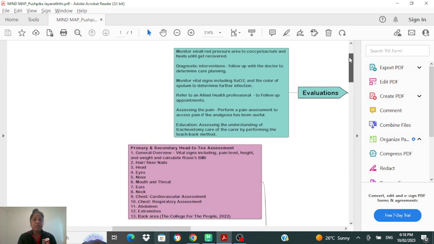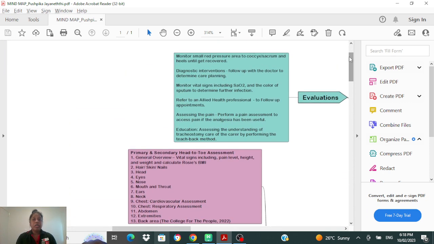After all, I talk about evaluation. So monitor the small red pressure area to sacrum and heels until it has recovered. Diagnostic interventions: follow up with the doctor, determine care planning, monitor vital signs including oxygen and the color of sputum, determine further infection. Refer to allied health professionals and follow up appointments just to make sure.